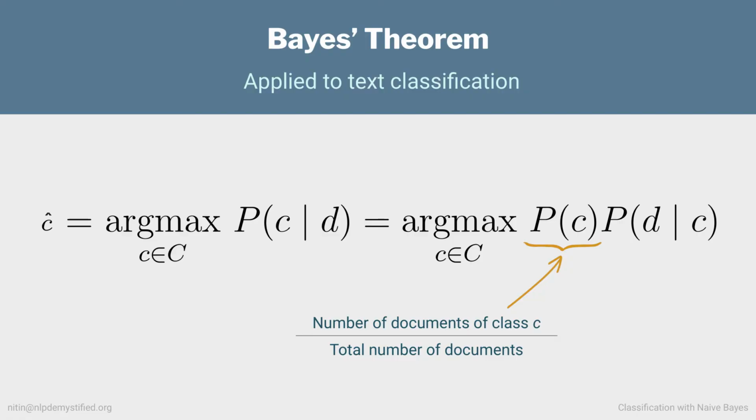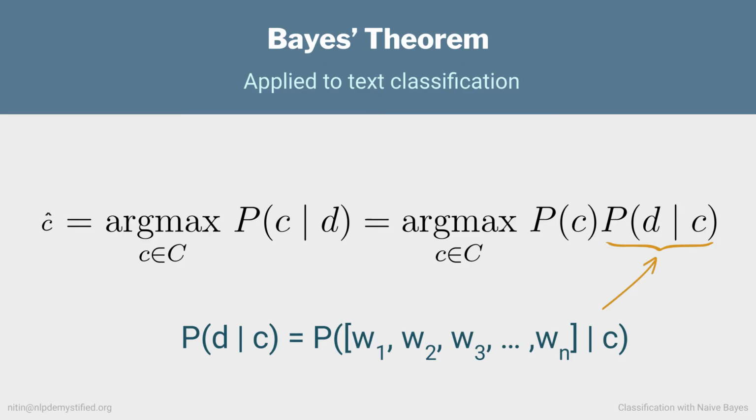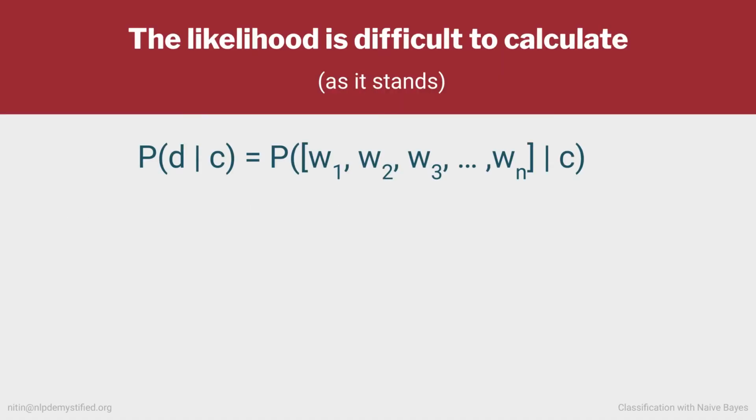The probability of a certain class occurring is just the number of documents of that class divided by the total number of documents. The likelihood is the probability of a particular sequence of words given a class. So the probability of these particular words occurring in this particular order. And this is tricky. To estimate the probability of every sequence of words, we need an unrealistic amount of data.